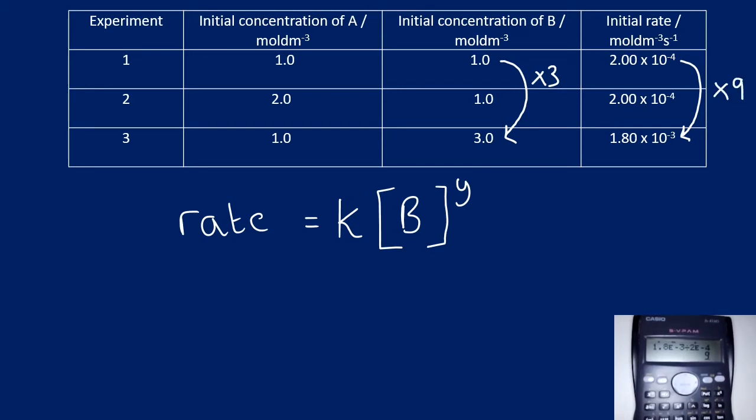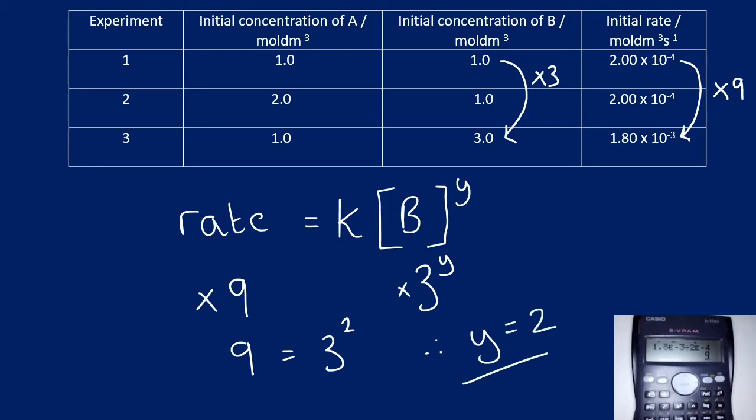So what's happening here is the rate is going up by 9, B is going up by 3, that's 3 to the Y. 3 to the 1 is 3, 3 to the 0 is 1, 3 to the 2 is 9. So we can see here that 9 is equal to 3 squared, therefore Y is 2. So we have determined that it's second order with respect to B. If we double the concentration of B, the rate quadruples. So whatever you do to the concentration of B, you square it, and that's what happens to the rate.